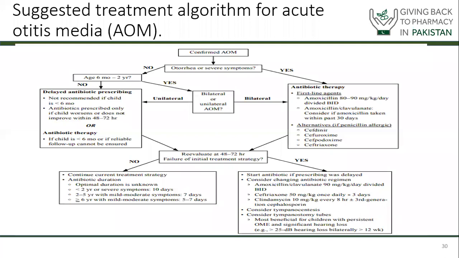But if it is not painful or does not have severe symptoms, and the age is between 6 months to 2 years, then use delayed antibiotic prescribing. Do not recommend antibiotics initially. Prescribe an antibiotic only if the child worsens and does not improve within 48 to 72 hours. Give antibiotic therapy if the child is less than 6 months, or if reliable follow-up cannot be ensured.